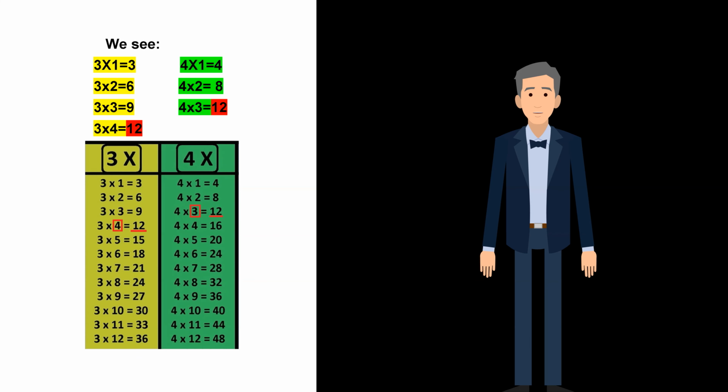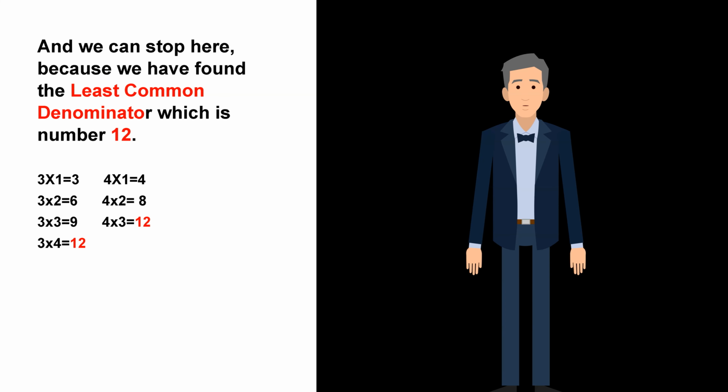We see that 3 times 1 equals 3 while 4 times 1 equals 4. 3 times 2 equals 6 while 4 times 2 equals 8. 3 times 3 equals 9 while 4 times 3 equals 12. And 3 times 4 equals 12. And we can stop here, because we have found the least common denominator, which is number 12.